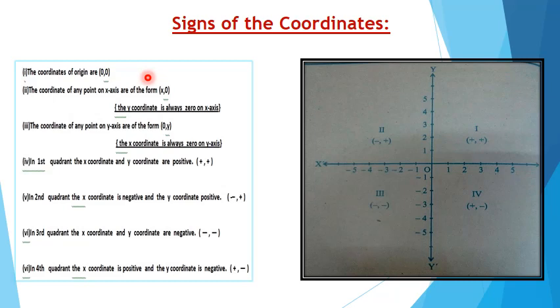In first quadrant, the x-coordinate and y-coordinate are positive. In second quadrant, the x-coordinate is negative and the y-coordinate is positive. In the third quadrant, the x-coordinate and y-coordinate are negative. In the fourth quadrant, the x-coordinate is positive and the y-coordinate is negative.